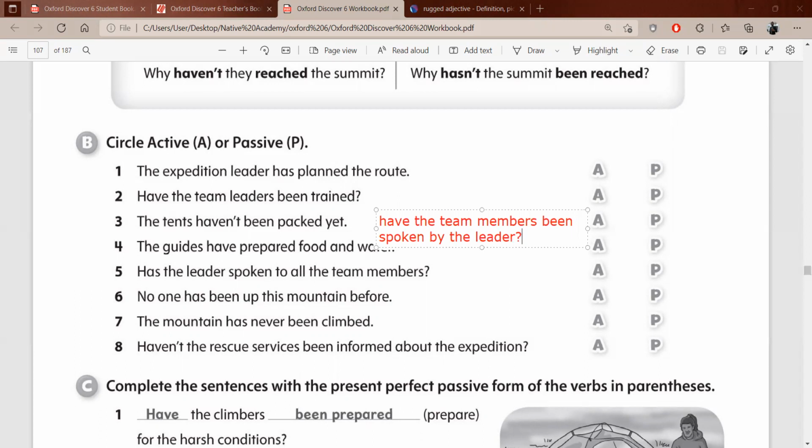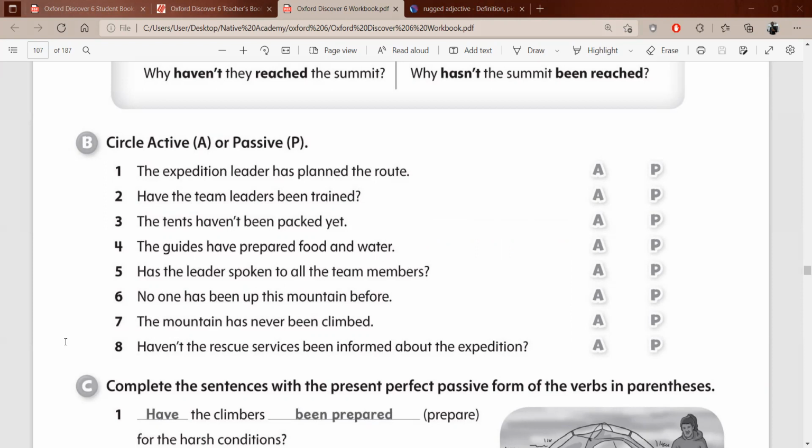Okay, that's it. Brilliant. So: Have the team members been spoken to by the leader? And you can remove the leader. Have the team members been spoken? Just like that, okay? It's not necessary to add by the leader. Okay, thank you. What about number six? No one had been up this mountain before. Passive. No one has been, passive, of course.